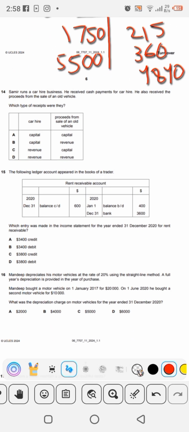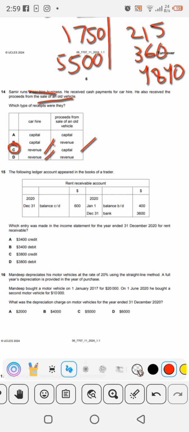Samir runs a car hire business. He received cash payments for car hire. He also received the proceeds from the sale of an old vehicle. Which type of receipts were they? So payments from car hire, which is his business, which is normal day-to-day revenue, will be a revenue receipt, and proceeds from sale of an old vehicle is a capital receipt, because this is not done on a day-to-day basis.